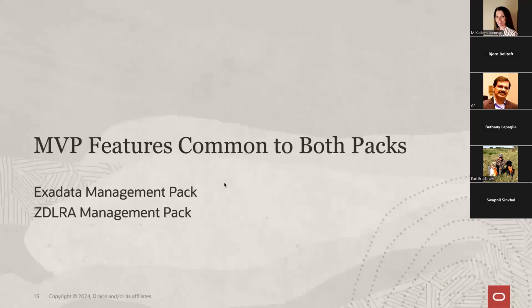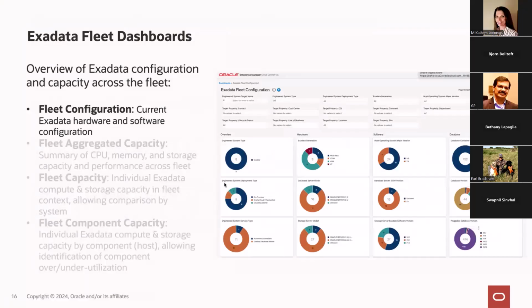So let's look at the features that we have for both the packs. The dashboards that we currently provide include the fleet configuration dashboard. Here we can see information about every Exadata that's available in the context of all the Exadatas. So we have the complete number of engineered systems. We can see engineered system deployment types.